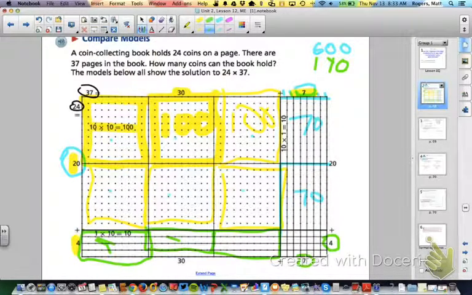Sorry if we got chopped off there. I just got a maple bacon donut from our awesome principal and guidance counselor, so sorry.